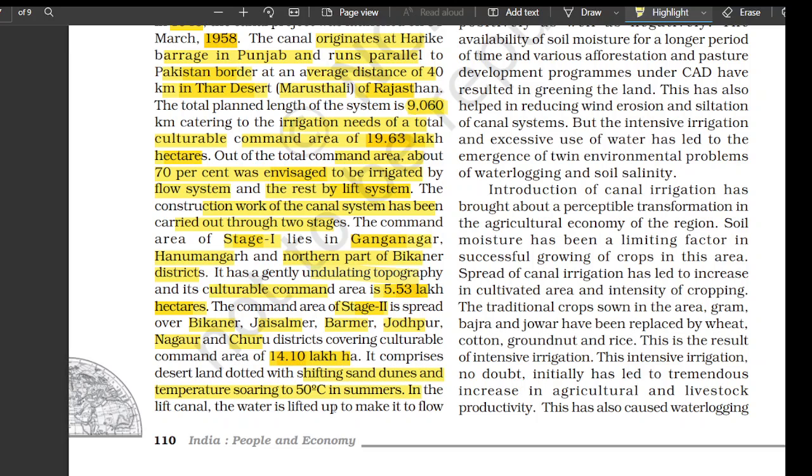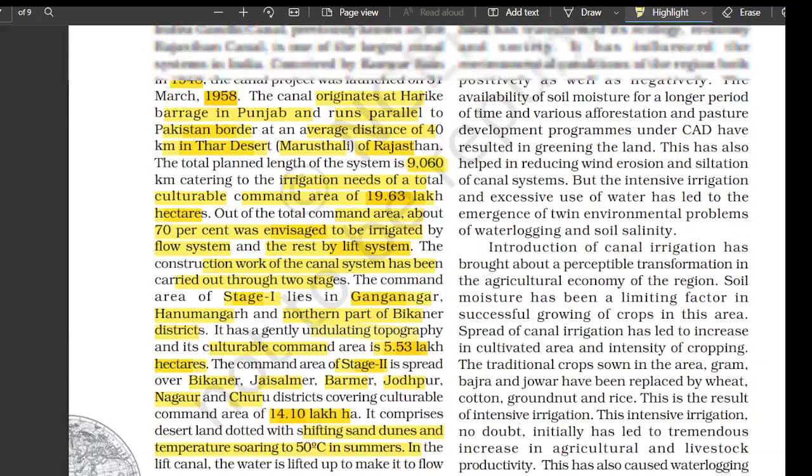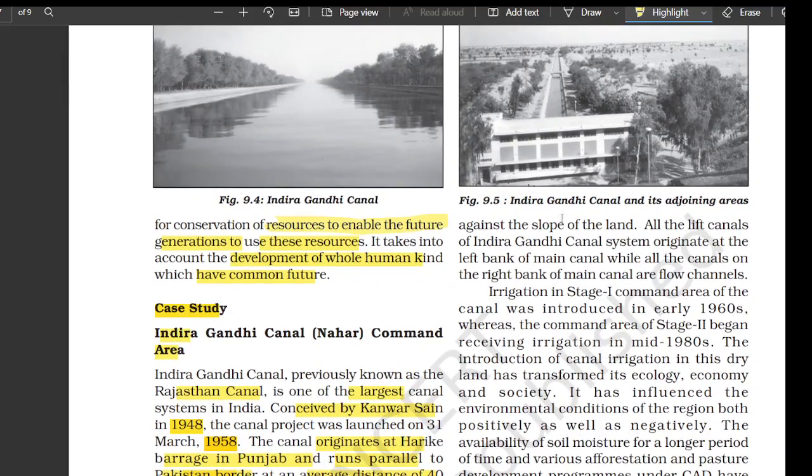In the lift canal, the water is lifted up to make it flow against the slope of the land. All the lift canals of the Indira Gandhi Canal system originate at the left bank of the main channel, while all the canals on the right bank of the main channel are flow channels. Irrigation in the stage 1 command area was introduced in the early 1960s, whereas the command area of stage 2 began receiving irrigation in the mid 1980s.